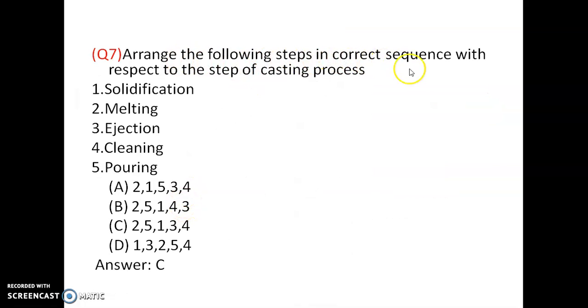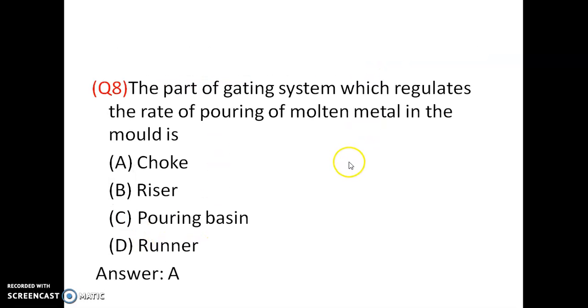Arrange the following steps in correct sequence with respect to the casting process: solidification, melting, ejection, cleaning, and pouring. So the option is C. First we have to melt, then we have to pour, then solidification, then ejecting, and cleaning. So 2, 5, 1, 3, 4 are the steps of the casting process.